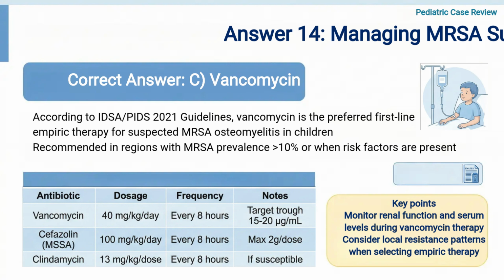Cefazolin provides excellent coverage for methicillin-sensitive Staphylococcus aureus but has no activity against methicillin-resistant strains. Clindamycin may be used as an alternative in regions with low clindamycin resistance rates. Renal function and serum vancomycin levels must be monitored closely during therapy.